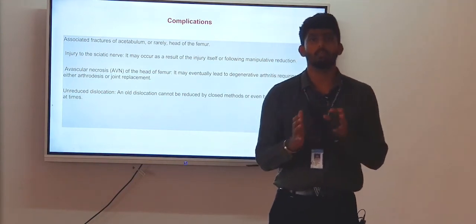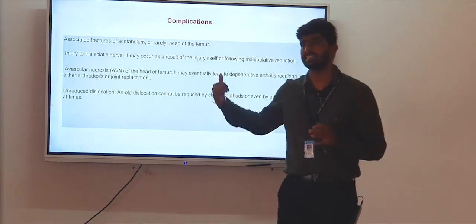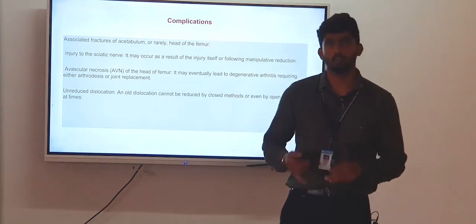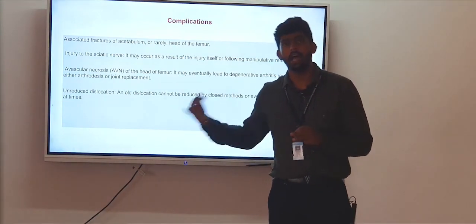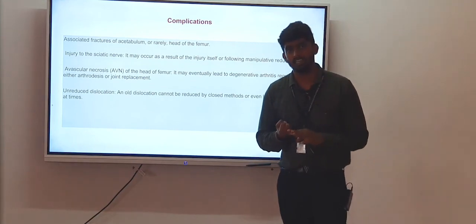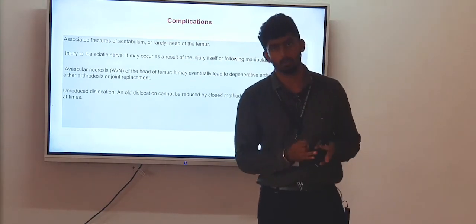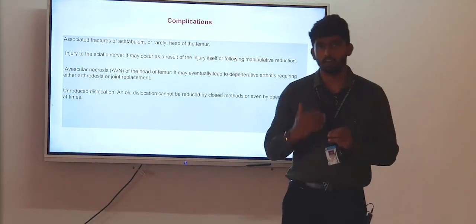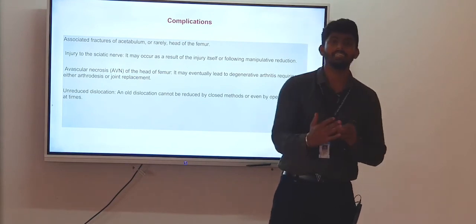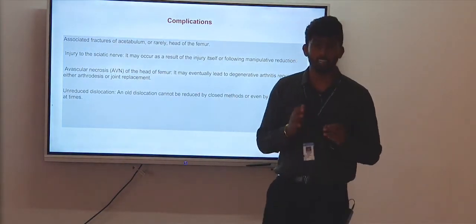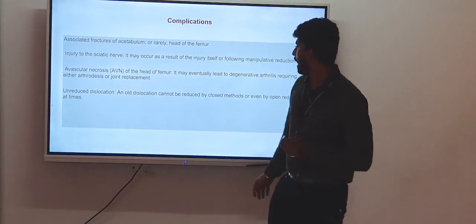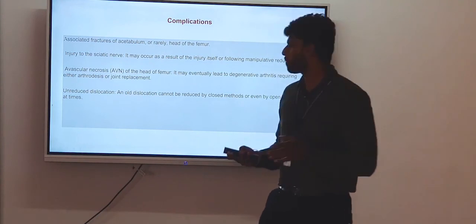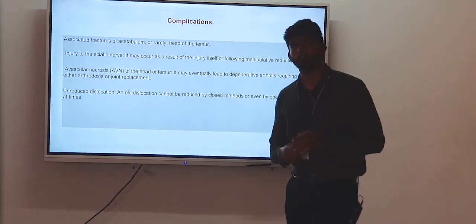If you don't take care of patients properly, there are more chances in the hip area that these complications can occur, like injury to the sciatic nerve, because the sciatic nerve is near the hip joint. If you don't treat properly, or if the movement doesn't come in the proper direction, it can lead to arthritis of the hip joint, which will further make it necessary for the patient to go for THR, total hip replacement. Another is an old dislocation which cannot be reduced by the closed method or even by open reduction, leading to unreduced dislocation.